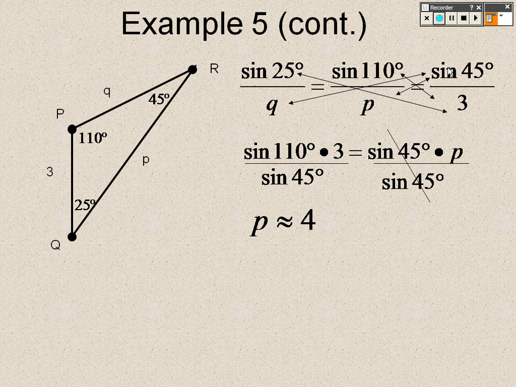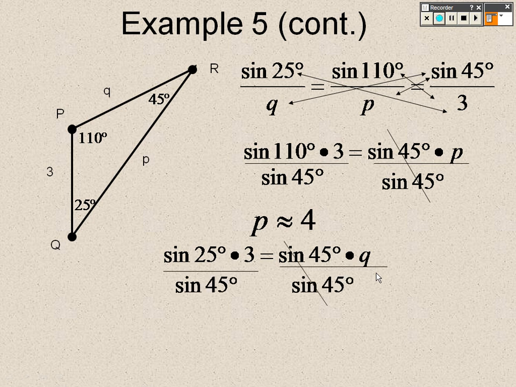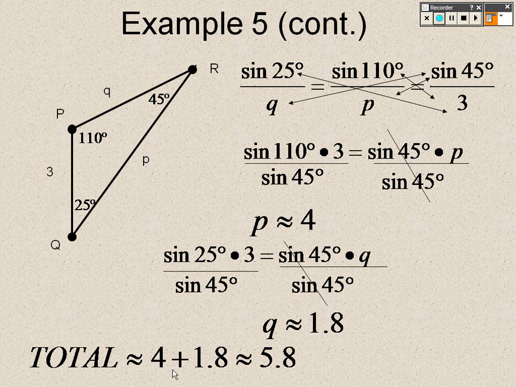Then I need to cross multiply again with the far 2 because I need to find out what Q is. So that's sine of 25 times 3 equals sine of 45 times Q. So I divide both sides by sine of 45, and I get approximately 1.8 for Q. So the total distance from P and Q together would be 4 plus 1.8, which is 5.8.